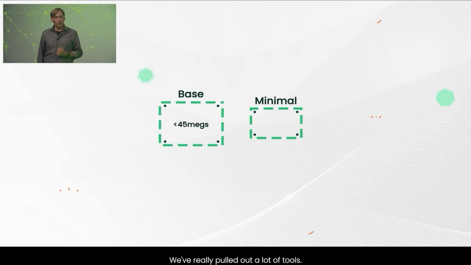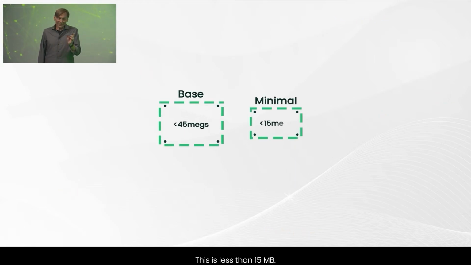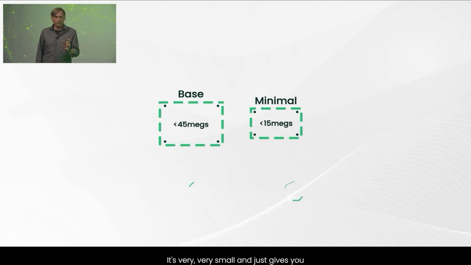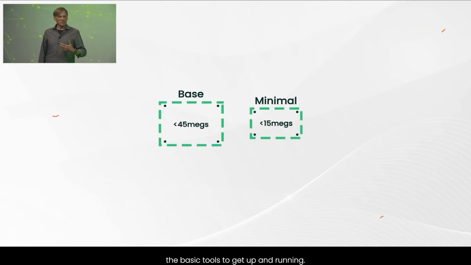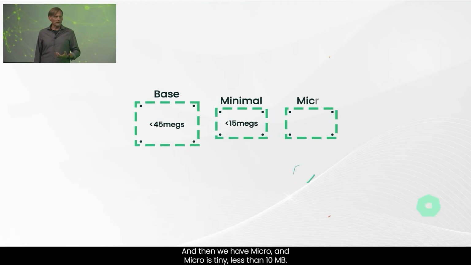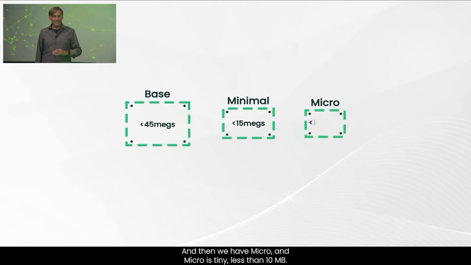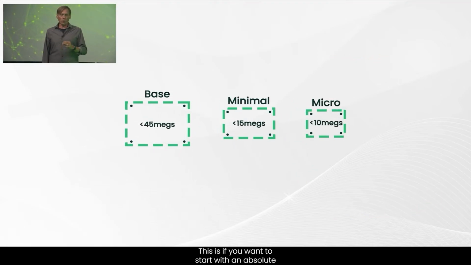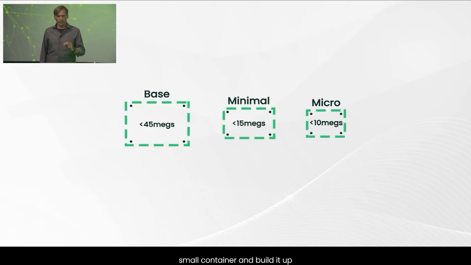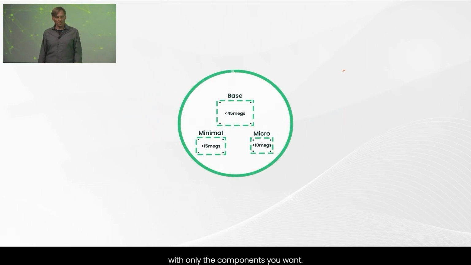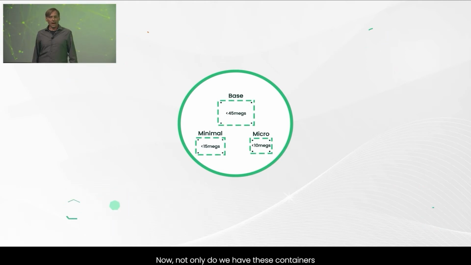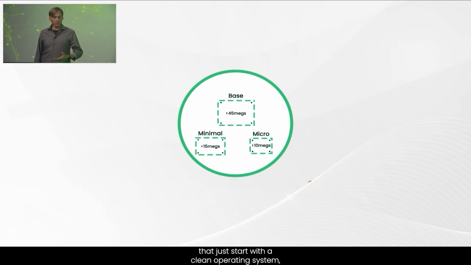We've really pulled out a lot of tools. This is less than 15 megs. It's very, very small and just gives you the basic tools to get up and running. And then we have micro, and micro is tiny, less than 10 megs. This is if you want to start with an absolute small container and build it up with only the components you want.